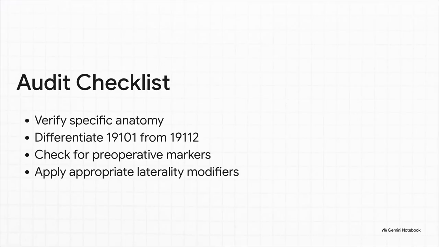And finally, we arrive at Section 5, the Coder's Toolkit, and episode wrap-up. To make this super easy to remember, here's your subareolar audit checklist to take back to your desk. First, always verify the specific anatomy. Are we actually in the duct or a different lobe entirely? Second, you've got to differentiate between a simple exploration, which is 19101, and a complete fistula excision, which is 19112. Just look for the removal of that skin tract. Third, check for preoperative markers. If there aren't any and a lesion is excised, you're looking right at 19120. And finally, please never forget to apply your appropriate laterality modifiers like LT, RT, or 50.